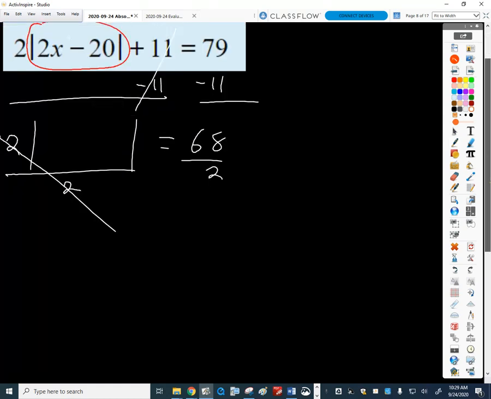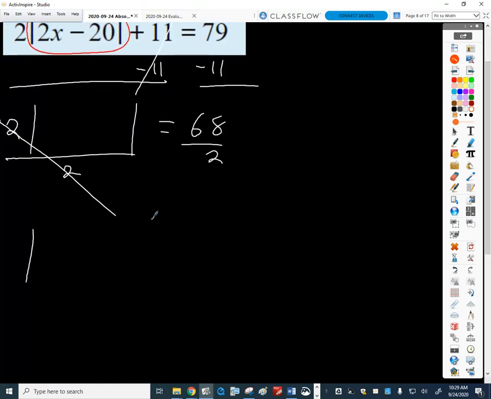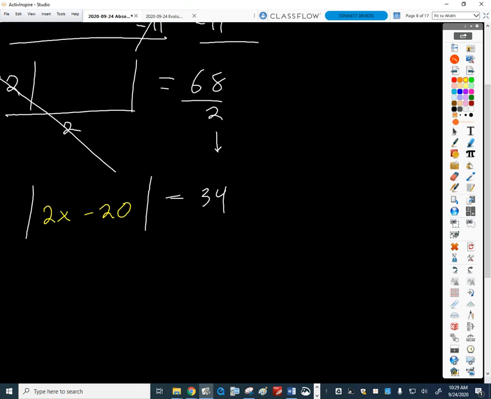And now we're there. Right now we've got our absolute value isolated. The absolute value is equal to, what's that give me, 34? If I take half of 68, right? Okay, so if this is true, now what's inside? Well, what's inside is a 2x minus 20, right? Whatever's inside, let's think about that as being inside the yellow bubble. Whatever's inside could equal what 2 things?